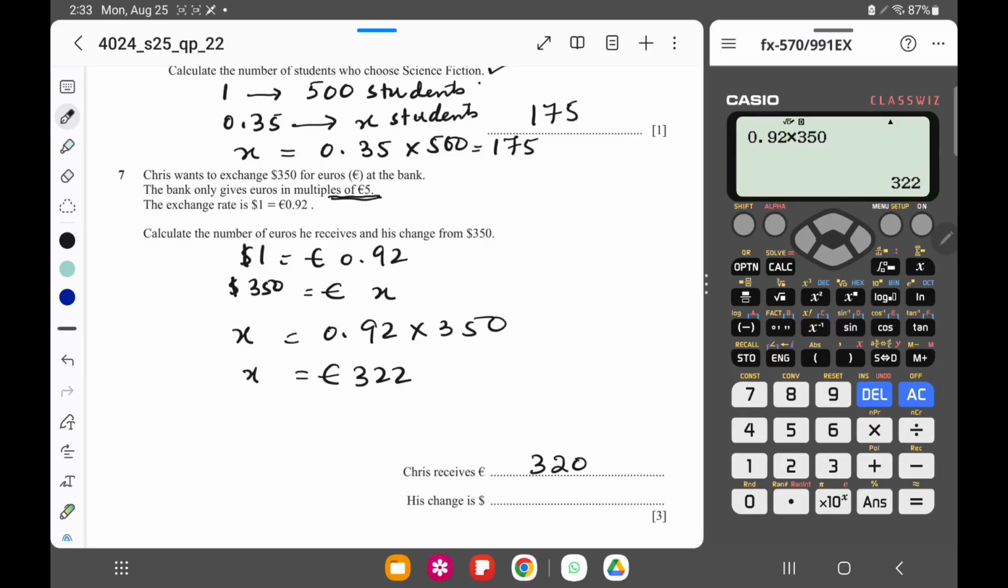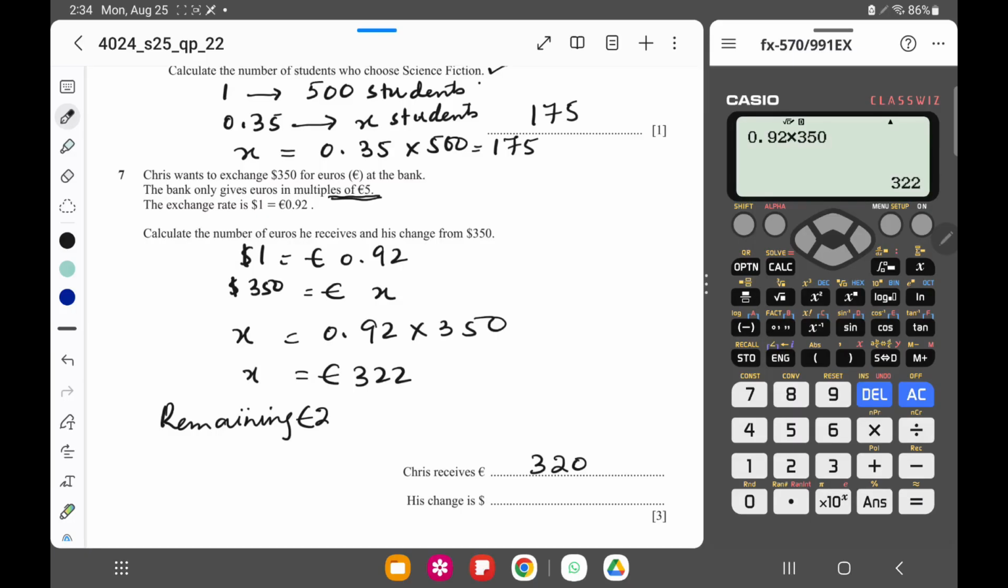If you want to find the number of notes, you divide 322 by 5, but they didn't ask how many notes of 5 Chris will receive. So euros in multiples of 5 means 320 euros received. So how many euros are left? Only 2 euros left. So the remaining 2 euros are the change.